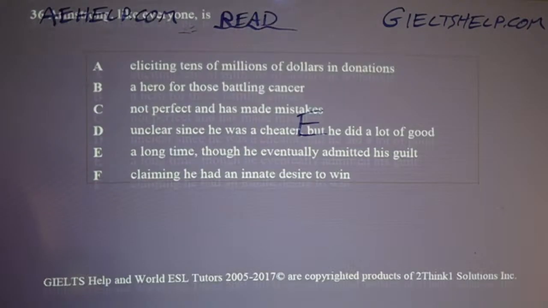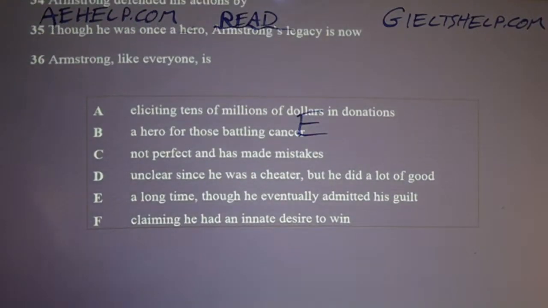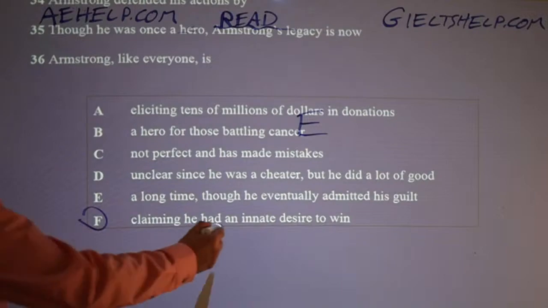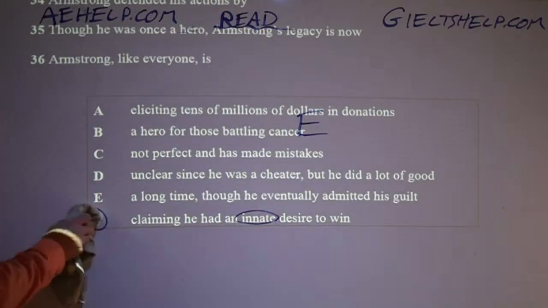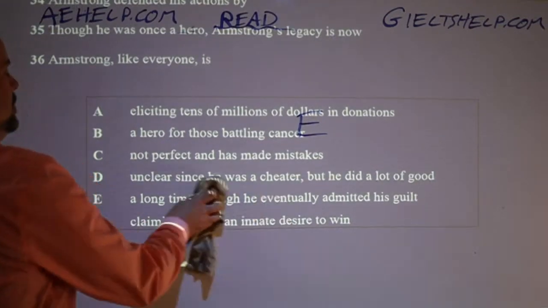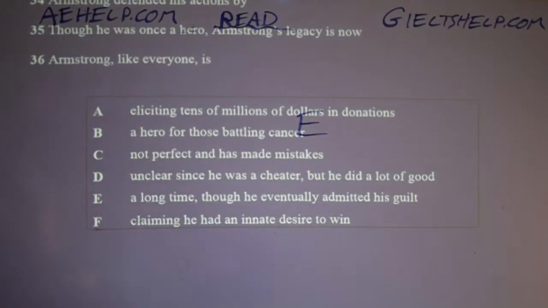So which one of these is the most accurate? Well, F looks good. Claiming he had an innate desire to win. So I really wanted to win. Innate means like I'm born with it. I just can't. I gotta win. I gotta win. I gotta win. Okay. So F is going to be the right answer. Okay.